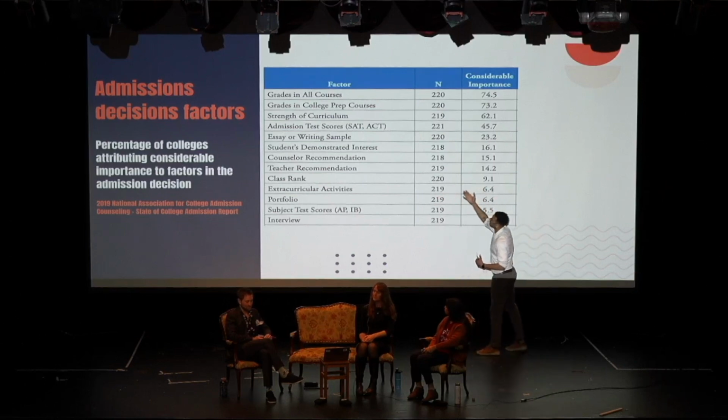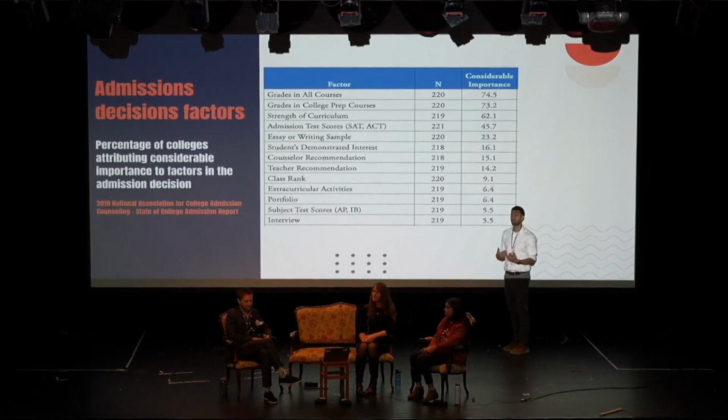Strength of curriculum, as we go down, SAT scores, 45. So you can see, like Mr. Charia and Ms. Dawn touched on it, that if there's too much emphasis going into testing in the senior year and junior year, it can actually be more harmful than beneficial, especially when students can be focusing on other things that the universities are saying are perhaps more important. And then as you go down, there's essay writing, so the strength of their personal essay.